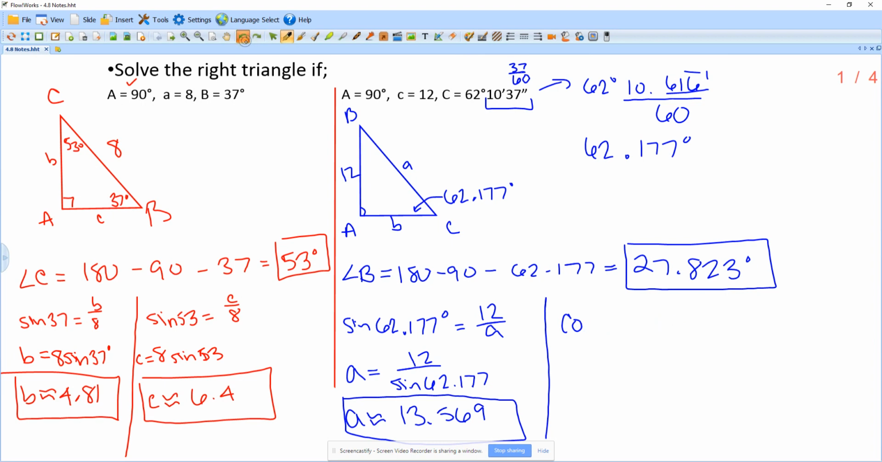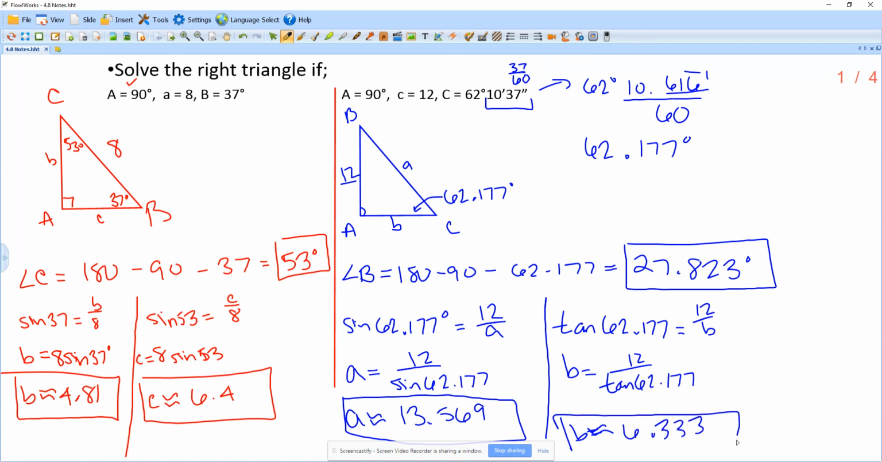So let's change this and say, you know what? I want to use that 12 because that's nice. It's an integer. So I'll use tangent 62.177 equals opposite over adjacent, so 12 over b. That gives me b equals 12 over tangent 62.177. So b is approximately 6.333. So that's solving a right triangle. Essentially, find all of the missing information for that right triangle.